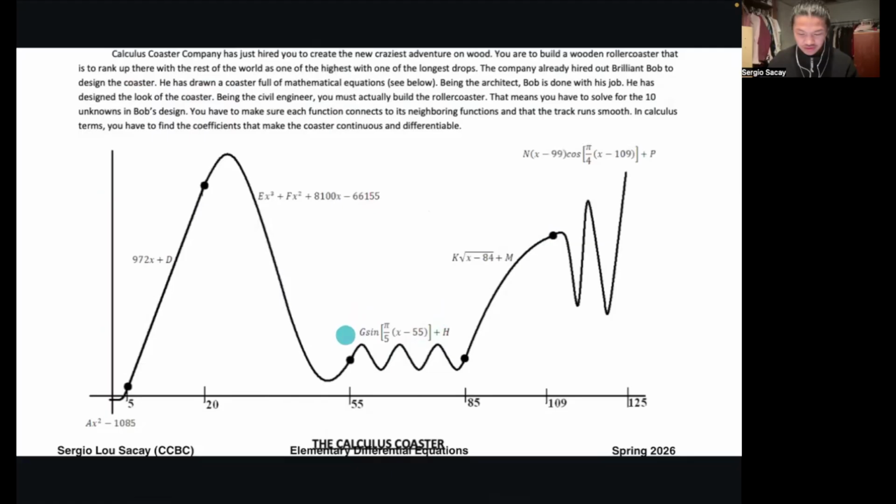All right, so I just wanted to go over some basic derivative rules. One of the key ones is the chain rule and the product rule, because if we go back to this one, n times quantity x minus 99 times cosine of pi over 4 quantity x minus 109 plus p, that is going to be chain rule and product rule, because there's a function here, and a function here, and a function inside the cosine.